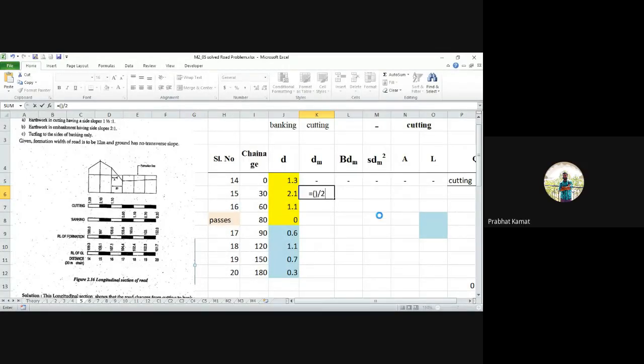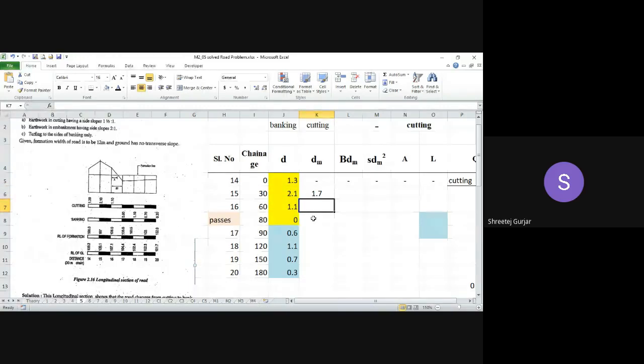Average of first and second depth, correct. So this plus this divided by 2. Okay, have you understood? D1 plus D2 divided by 2. Similarly, if I want to calculate this, it will be this plus this divided by 2. It will come over here, and for here it will be this plus this divided by 2. Okay, so this I will continue.